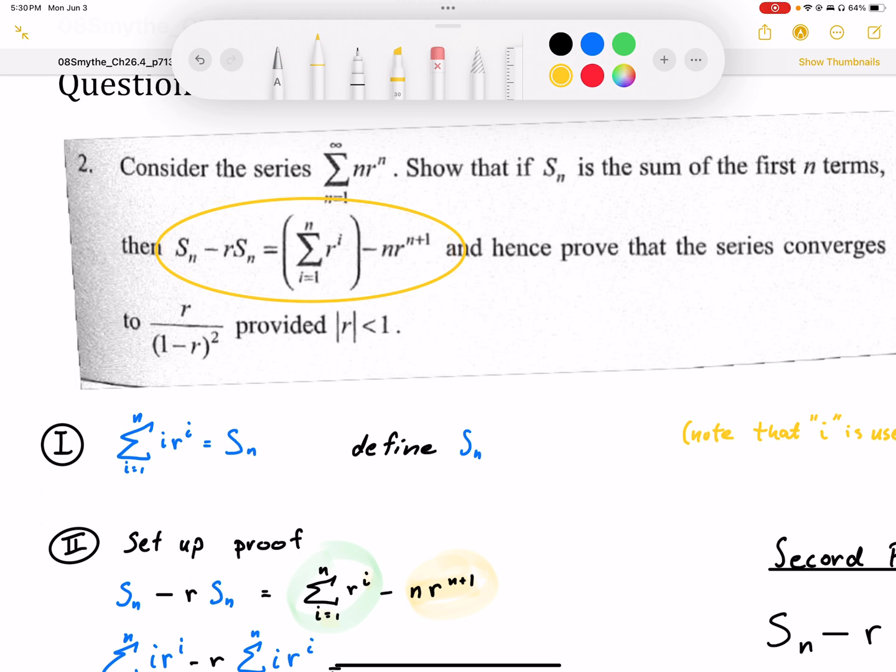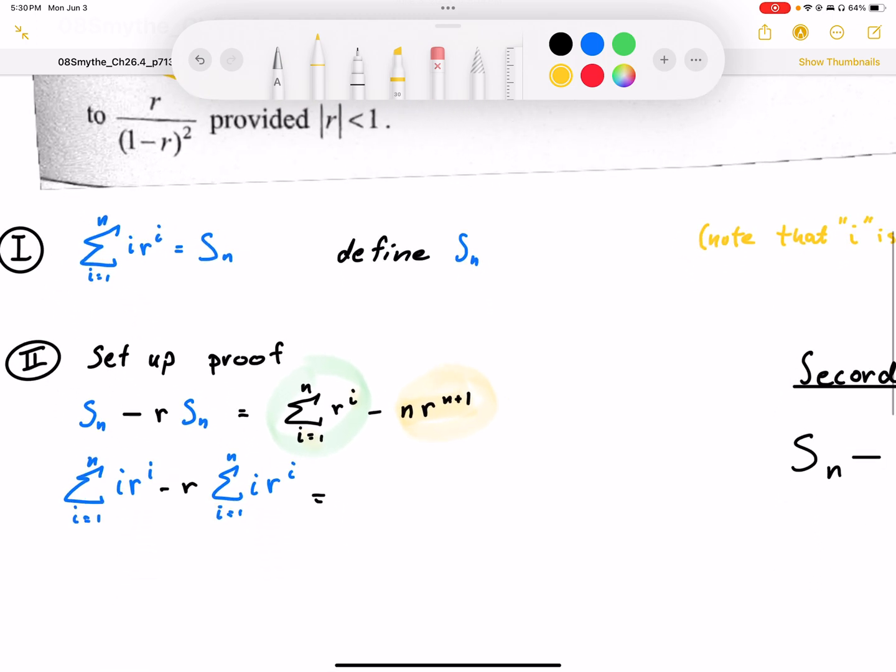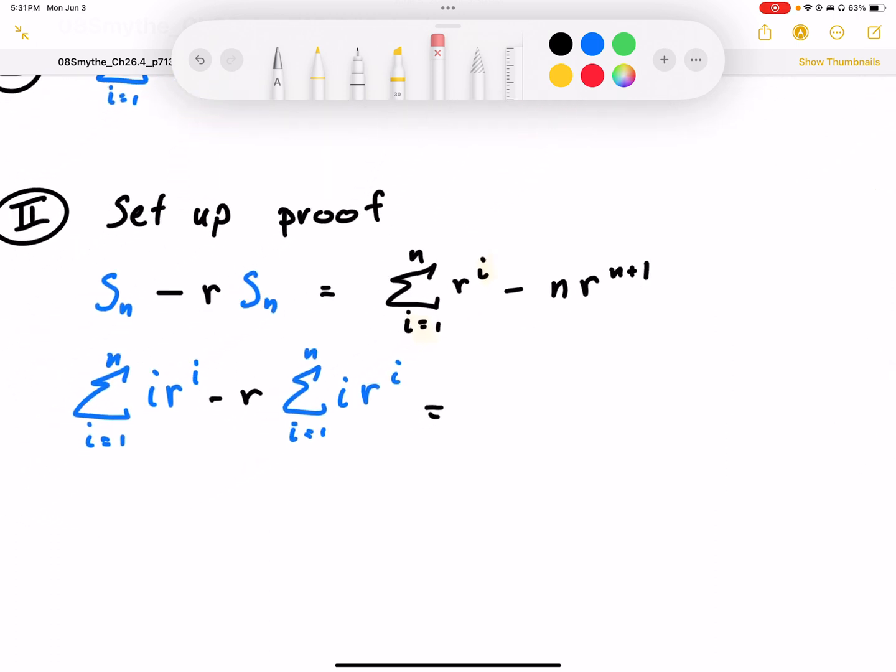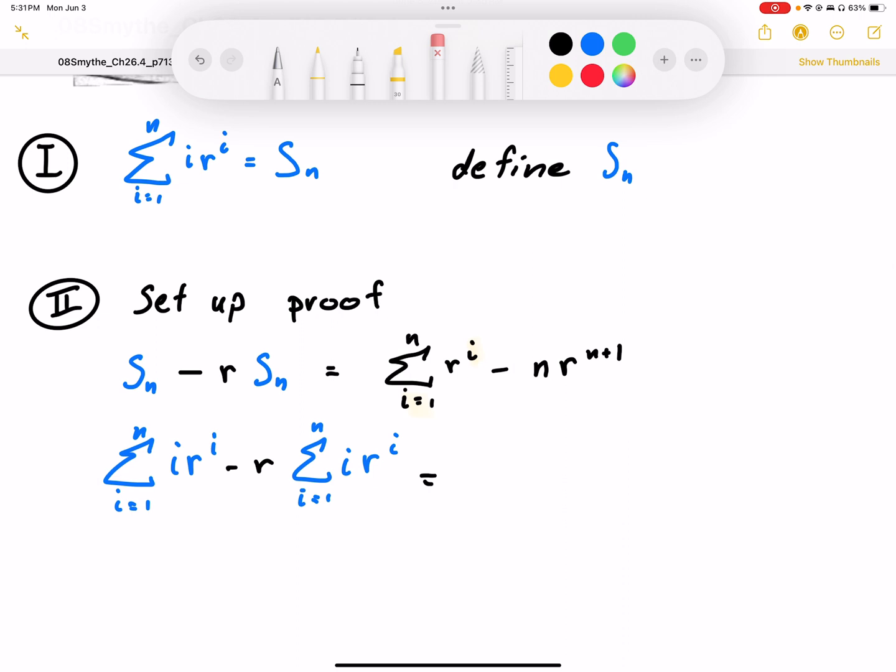We're going to show it as a two-column proof, so we're going to set up the proof here. We have Sn minus rSn is equal to the sum of r to the power i minus n r to the n plus 1. So this is a proof. What we need to do is make them look the same. The first thing we're going to do is switch the Sn expression into the sigma notation form. We've defined it up here as the sum from i equals 1 to n of i r to the power i. So we're going to replace the Sn in both terms there, and we get this expression.